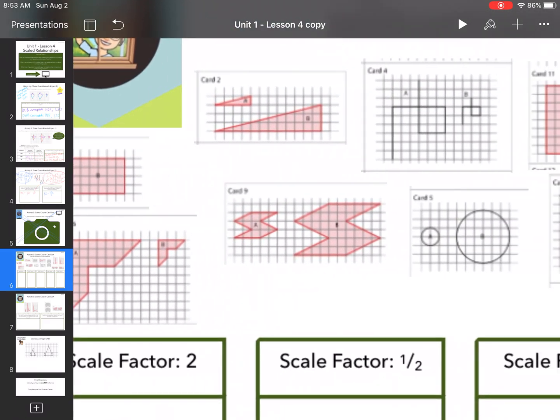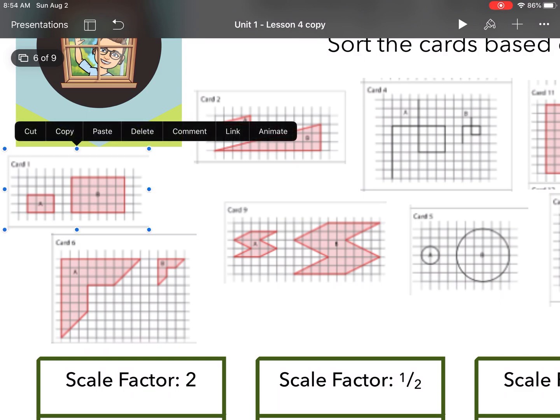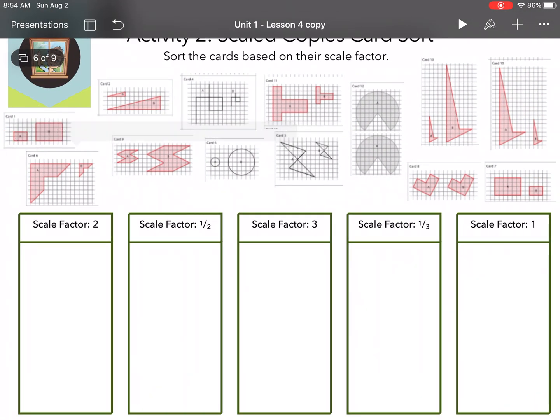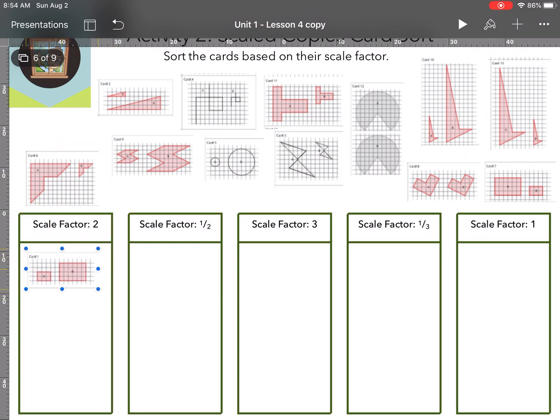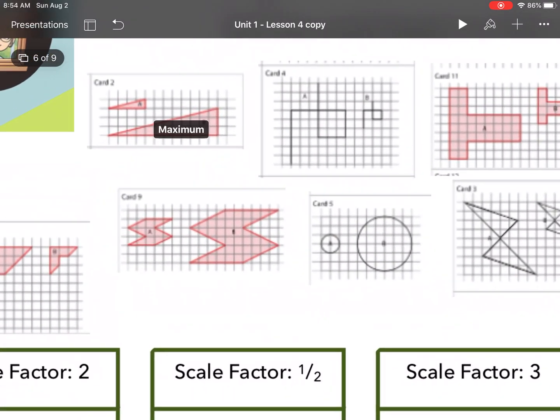So I'm going to look, and this one goes 1, 2, 3 across the top. 1, 2, 3, 4, 5, 6. Well, 3 times 2 is 6. So I have a scale factor of 2. So then I'm going to look for another one where the small one comes first. The small one comes first. So, I could look at card 2.